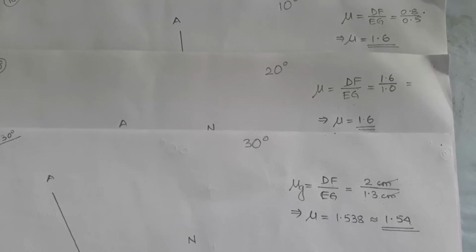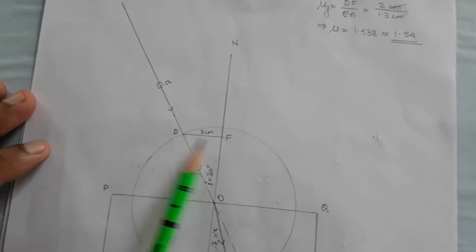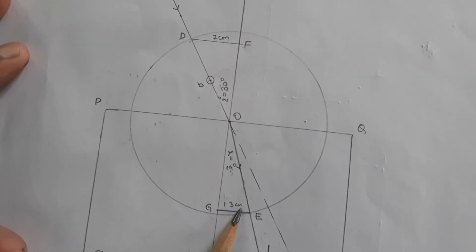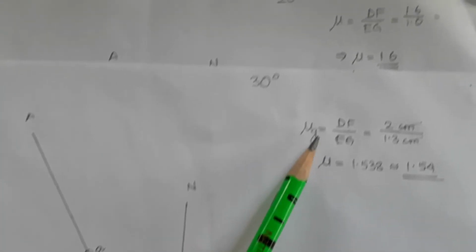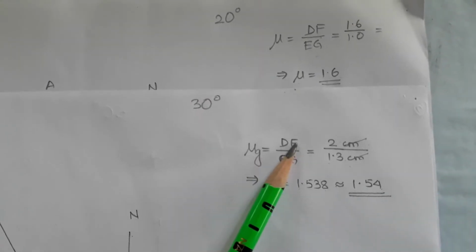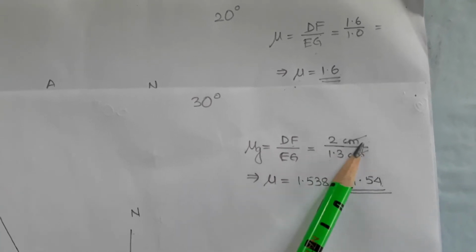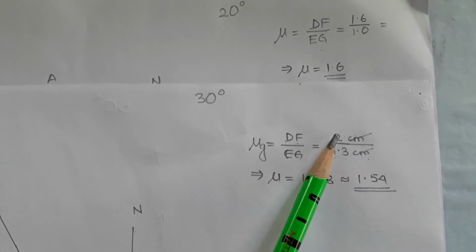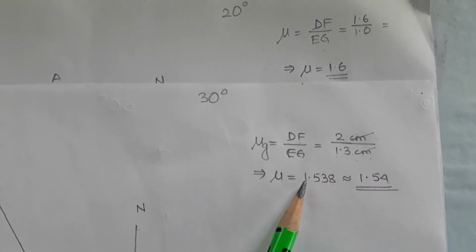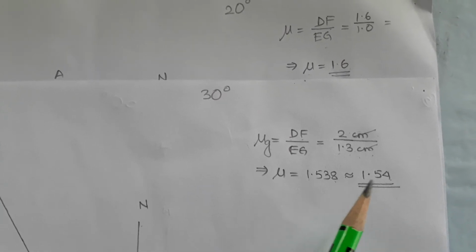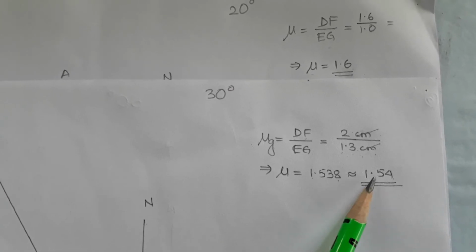Now for the third observation, that is for 30 degree, I have got DF equal to 2 centimeter, EG equal to 1.3 centimeter. So mu g, the absolute refractive index of glass, is equal to DF divided by EG, which is equal to 2 centimeter divided by 1.3 centimeter. Centimeter will get cancelled. If you divide 2 by 1.3, we will get mu equal to 1.538. If you round this off up to 2 places of decimal, we will get 1.54.